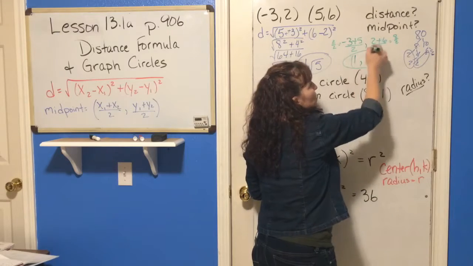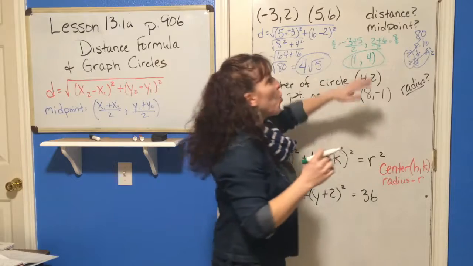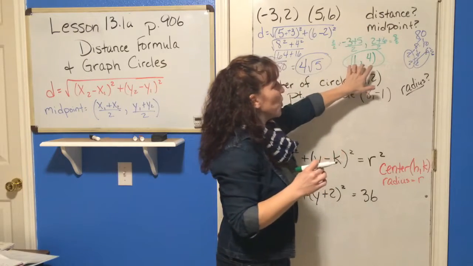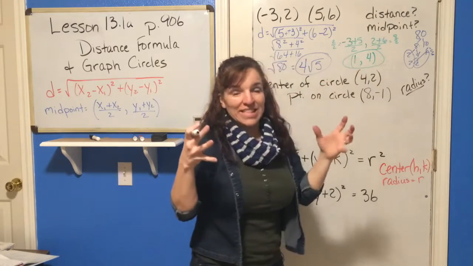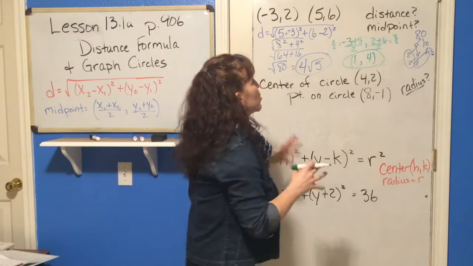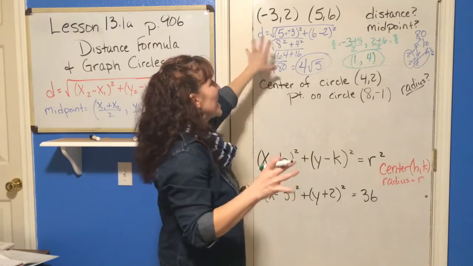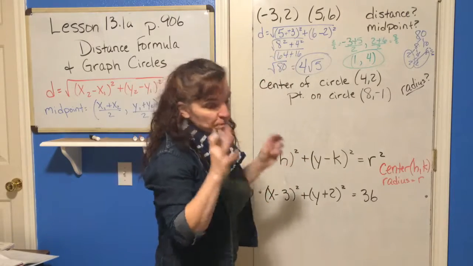So the format that you're going to want your midpoint in is this, 1 comma 4 in parentheses, because the answer is a point on a graph. All right? So there's several in your homework that are like this. Give me the distance between the 2 points and the midpoint between the 2.